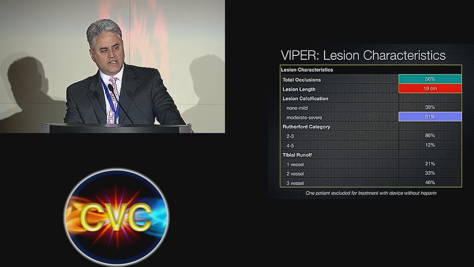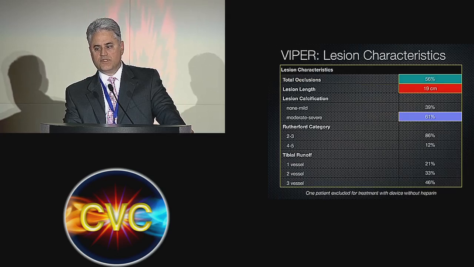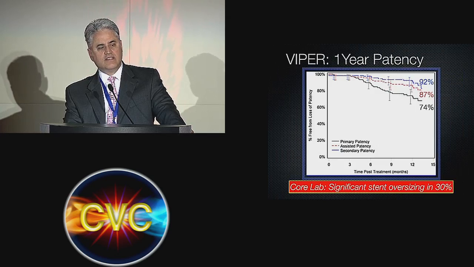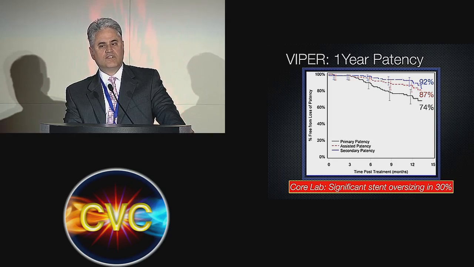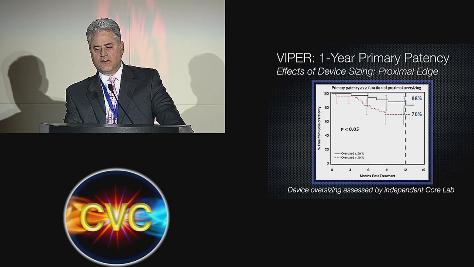Again, real-world lesion lengths, 19 centimeters, over 50% of them were occluded, and you can see a very respectable 1-year primary patency rate of 74% at a year. However, one of the things that came back from the independent core lab investigation of the outcomes was the fact that there was significant oversizing in over 30% of those patients.